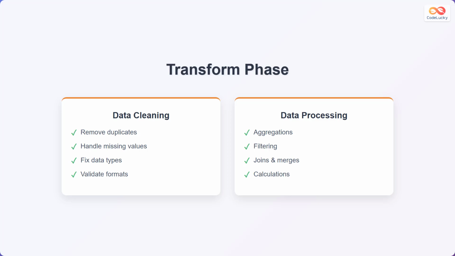Now let's look at the transform phase. This phase includes data cleaning and data processing. Data cleaning involves steps like removing duplicate records, handling missing values, fixing incorrect data types, and validating data formats. Data processing includes aggregations, filtering, joining and merging data sets, and performing calculations.